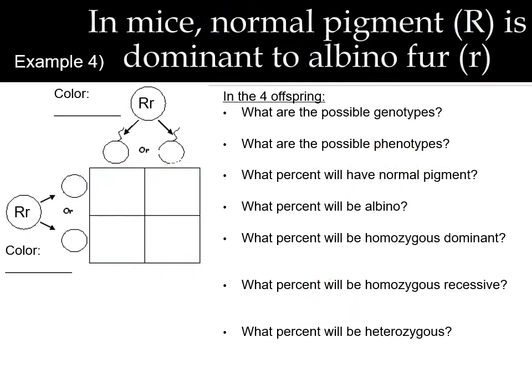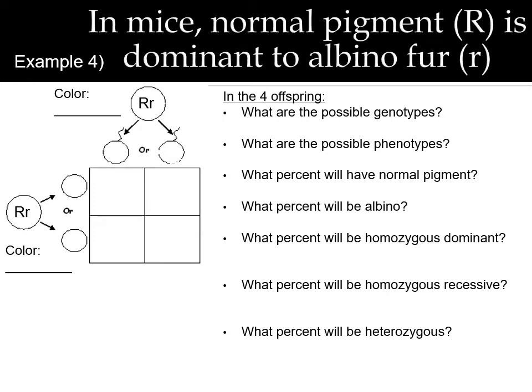All right, a little bit different now. So now we've got different conditions. It's in mice now, normal pigment, whatever that may be. Let's say it's black fur, brown fur, doesn't really matter. Normal pigmentation is a big R, that's the dominant trait, and it's dominant to albino fur. That's when a mouse is white, doesn't have any pigment. So whatever it normally looks like, if a mouse gets two of the little r gene, it'll then lose that pigment and come out looking like white fur with usually red eyes too.